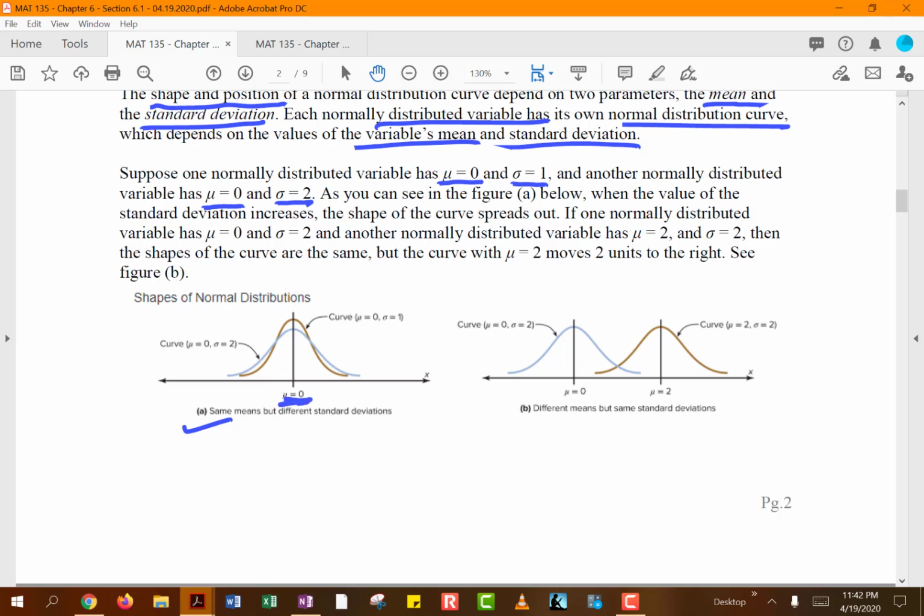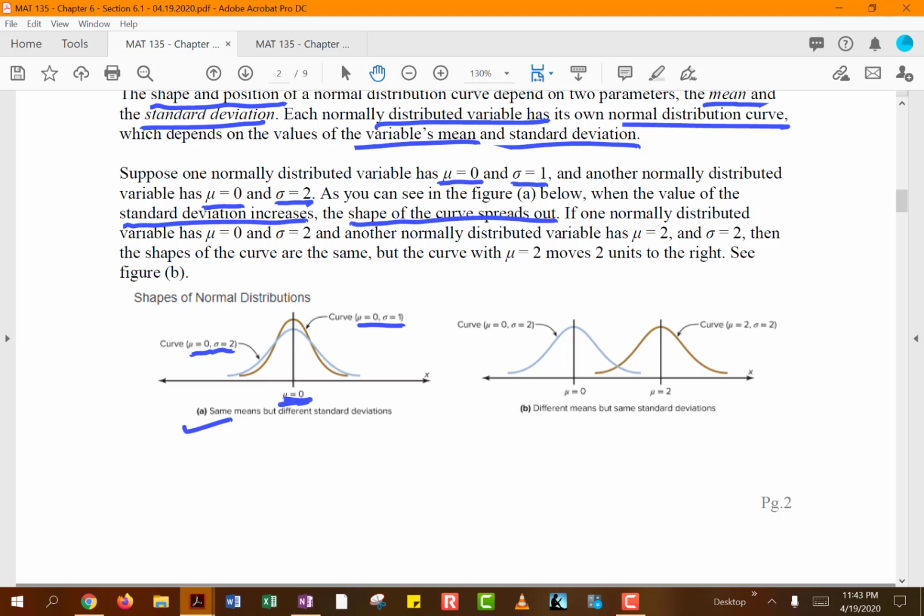Because this is our mu right at the center of our curve. But you will see the one that kind of looks like a brown color is going to be where our mean is 0 and standard deviation is 1, so it's a little bit steeper, right? And then the curve in light blue has the same mean of 0 but a standard deviation of 2. So it looks like that curve in the blue spreads out. The larger your standard deviation is, the more your curve for your normal distribution is going to spread out. Okay, so as standard deviation increases, the shape of the curve spreads out.